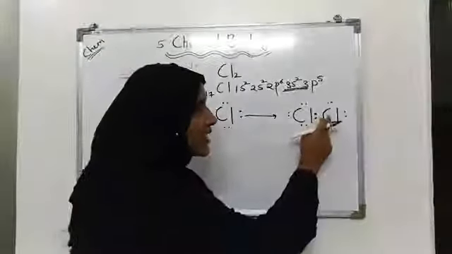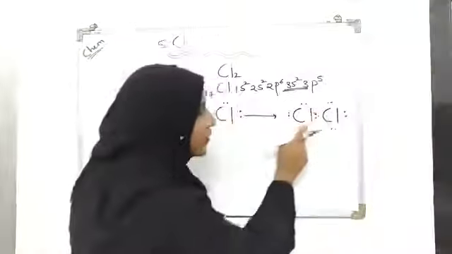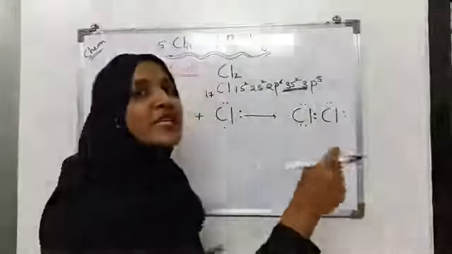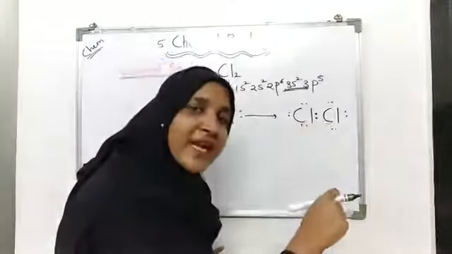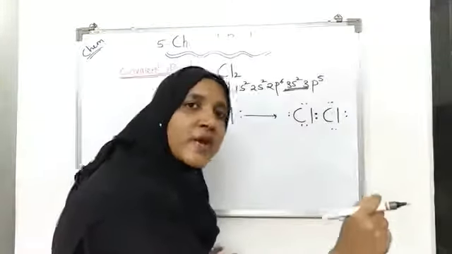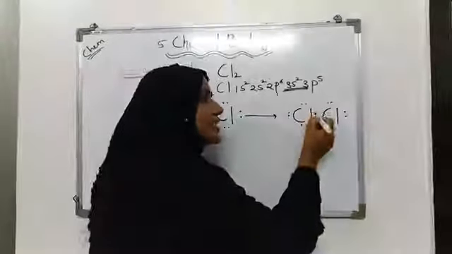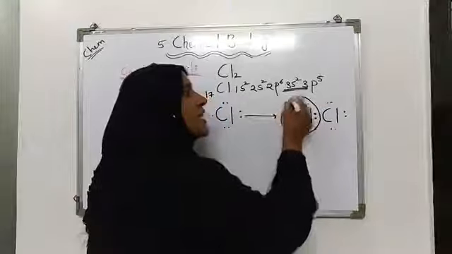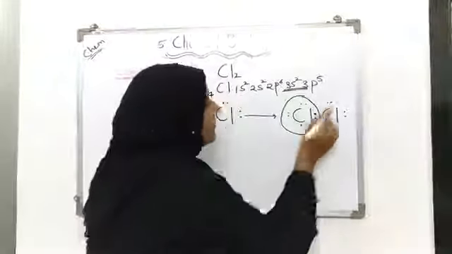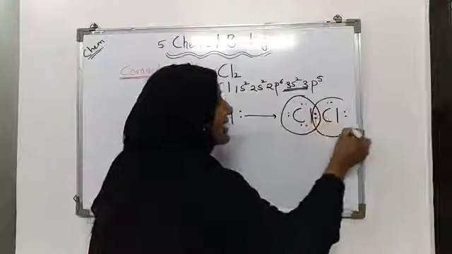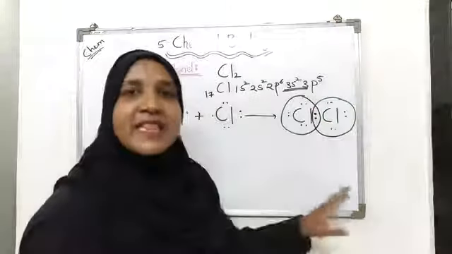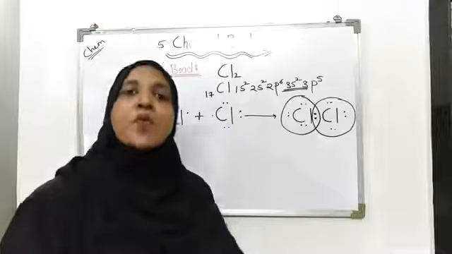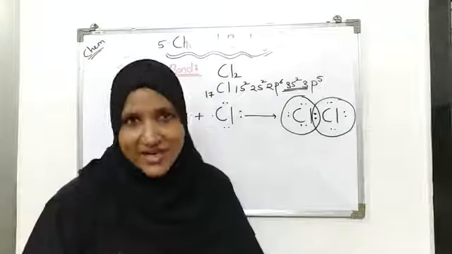Now this chlorine shares 1 electron, this chlorine gives 1 electron, so the contribution is equal. Each of the atoms is giving an equal number of electrons. Now this pair of electrons is equally shared by this chlorine atom as well as by this chlorine atom. In this way, both the atoms can have 8 electrons and both can complete their octet.